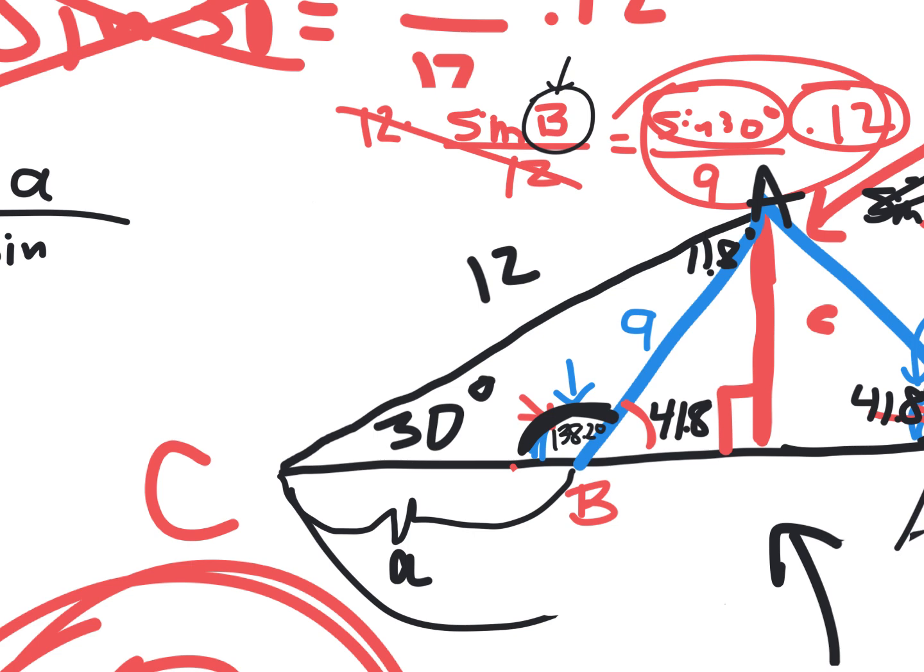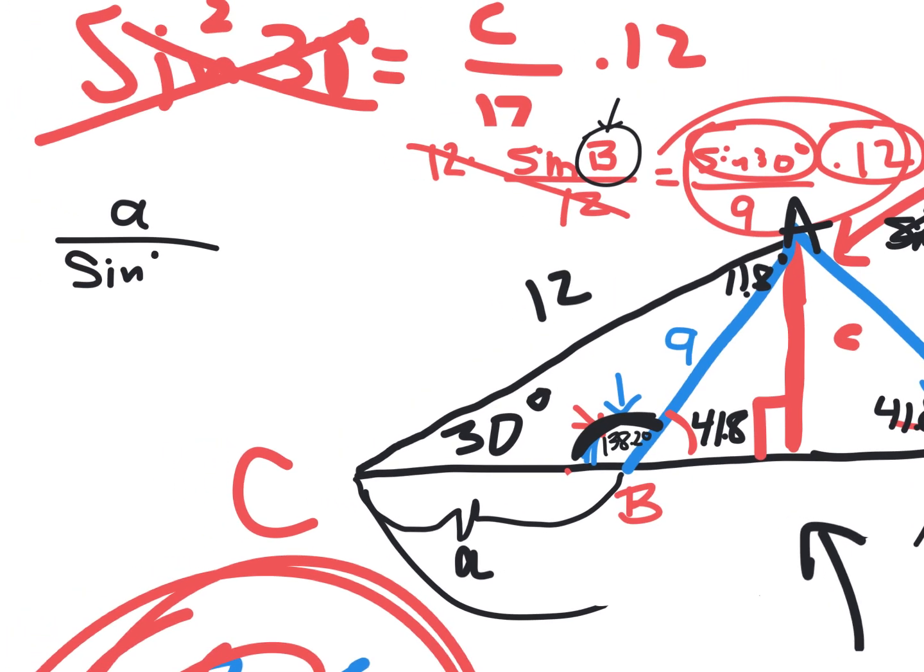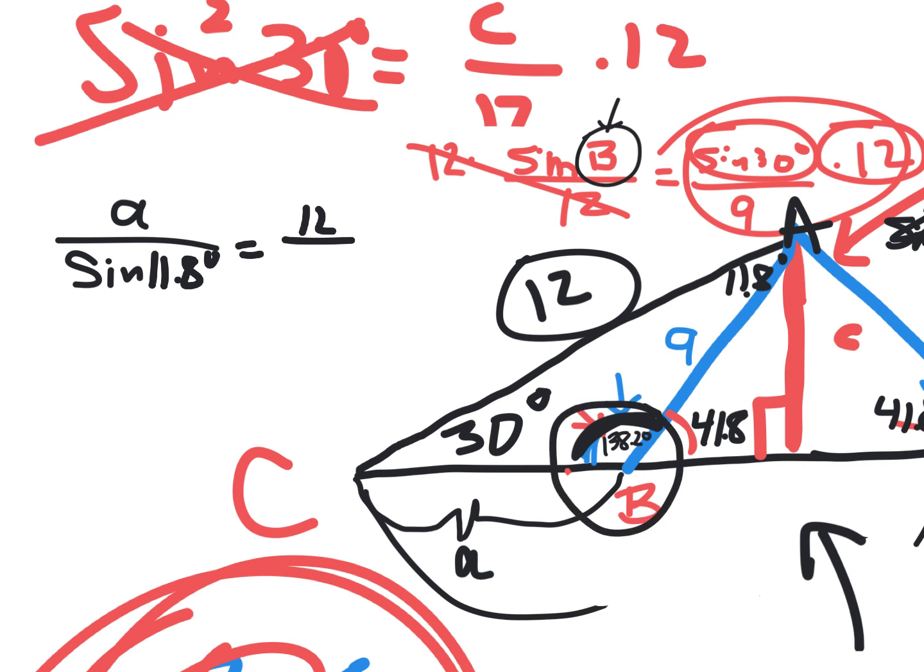All right, so 11.8 degrees up there, so I'm going to go sine of 11.8 equals, and then the other part of this is some other side. Well, I can pick anything I want. I'm going to pick the 12. 12 over the other angle that goes with the 12, sine of 138.2.